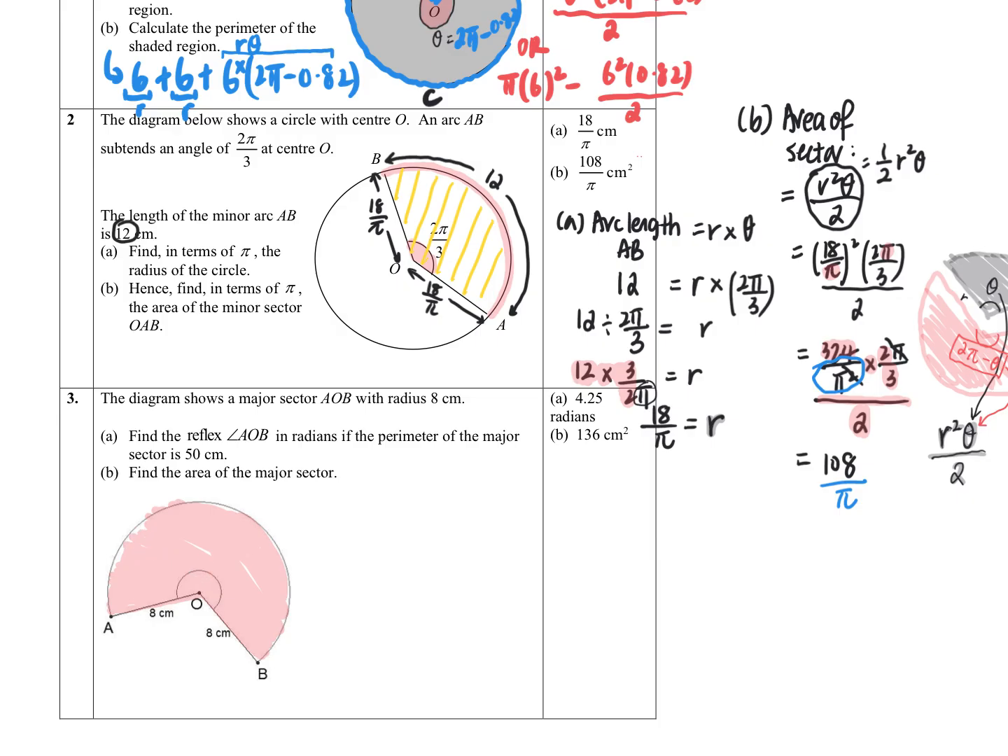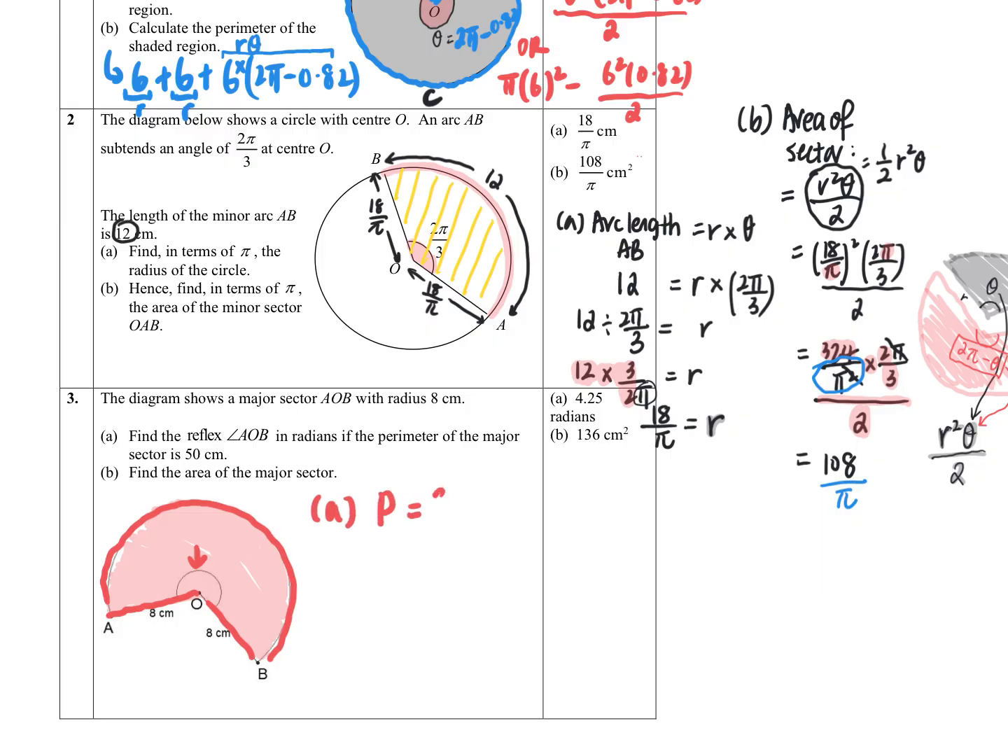Okay, then it says find the reflex angle AOB. Reflex means bigger than 180 degrees. So they want you to find this angle. And if the perimeter is 50, perimeter means this plus this is 50. So we go and do perimeter first.